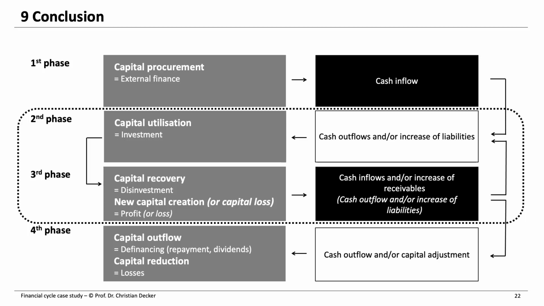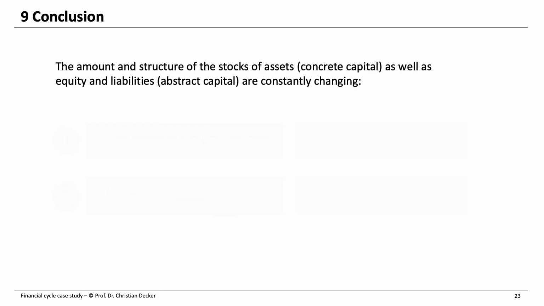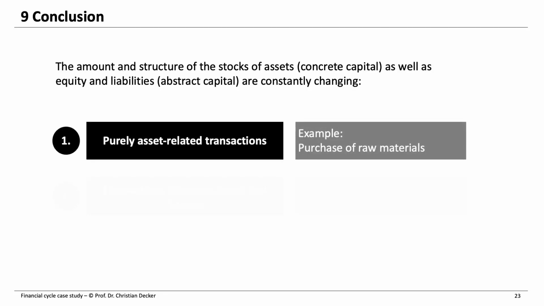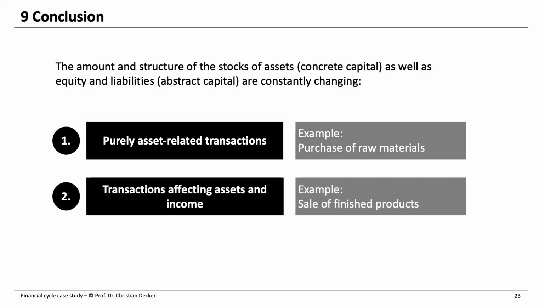Essentially, the production of goods and services takes place in phases 2 and 3. It can be interpreted as a permanent process of investments and divestments, as well as profit or loss generation. The amount and structure of the stocks of assets, invested capital, as well as equity and liabilities, abstract capital, are constantly changing. First, purely asset-related transactions, meaning the purchase of raw materials, and second, transactions affecting assets and income, meaning the sale of finished products.